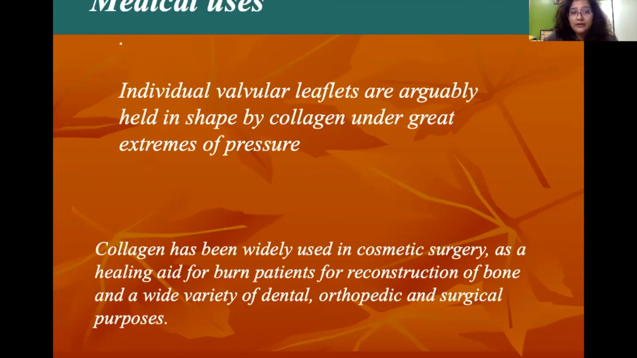Now, what are the medical uses? Individual valvular leaflets are arguably held in shape by collagen under great extreme pressure. Collagen has been widely used in cosmetic surgery, as a healing aid for burn patients, for reconstruction of bone, and for a wide variety of dental and orthopedic surgical purposes.